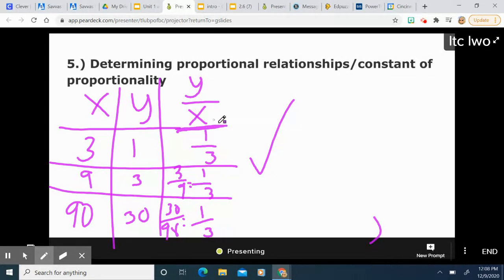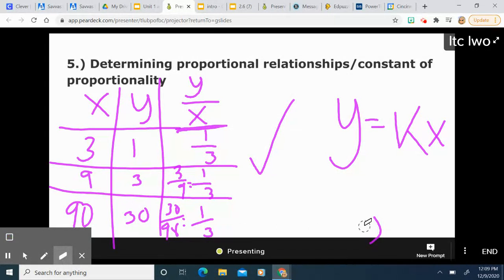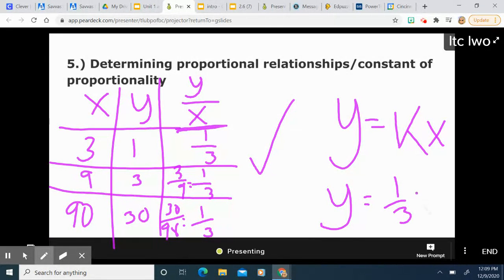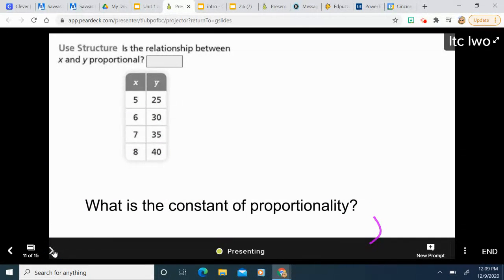And the way we write our constant of proportionality as an equation is y equals kx. So your y and x will always stay the same. The only thing that'll change is your k, which is your constant of proportionality. So in this case, it'll be y equals 1/3 x, because that's my y over x. Don't let all the letters confuse you. Most of the letters we don't even use. They just stay the same.